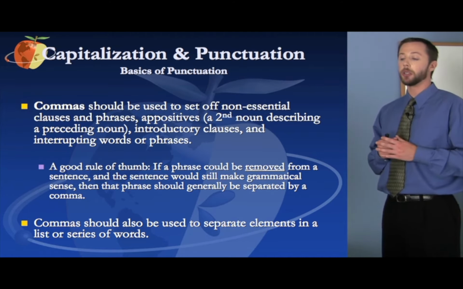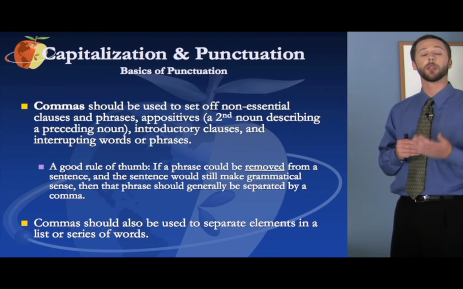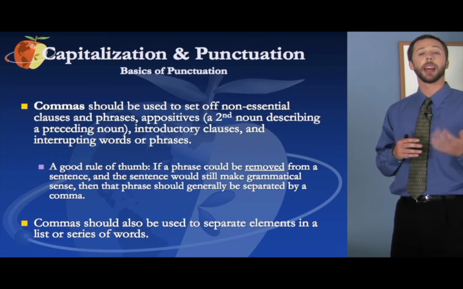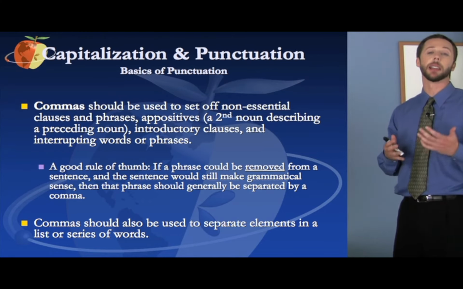Commas should also be used to separate elements in a list or series of words. So if I said, "I went to the store and I bought bacon, eggs, cheese, and milk," we put commas between each of the elements that are in that list.